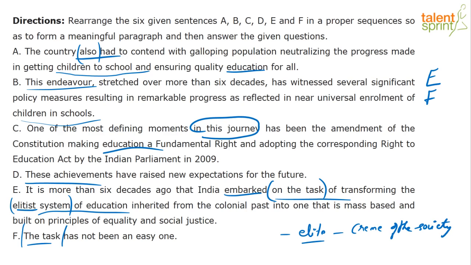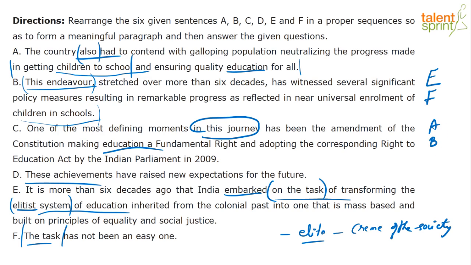Anyway, so EF is a link, we've established that. Moving on, what can be the sequence is my question. And if you look at this, there's a link between A and B. Did you notice? The country has also had to contend with galloping population, neutralizing the progress made in getting children to school and ensuring quality education for all. This endeavor of getting children to school, stretched over more than 6 decades, has witnessed several significant policy measures resulting in remarkable progress as reflected in near universal enrollment of children in schools. So, children in schools, that being our clue phrase, we know that A, B is a link, right?